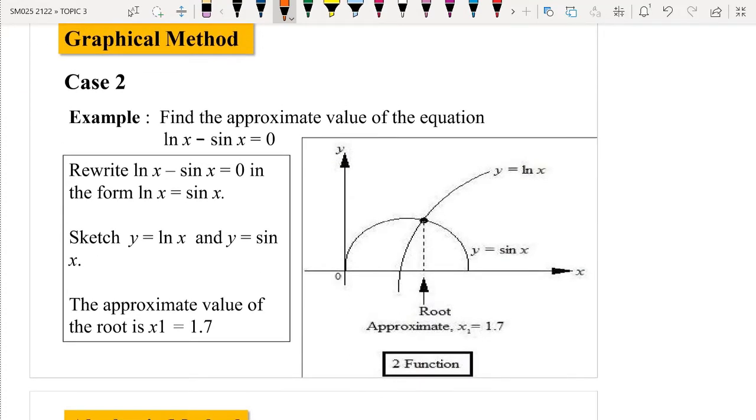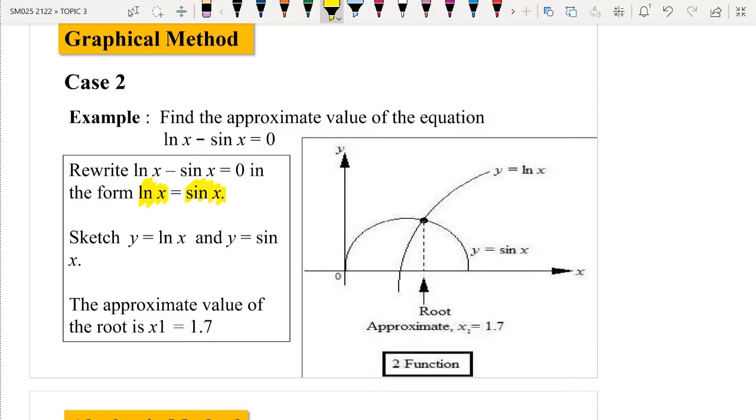Okay, now let's say we have the equation ln x minus sin x equal to 0. We can rewrite this equation into two separate functions because for sure, ln x minus sin x, we don't know how to sketch it. I rearrange it back. On our left side, we have ln x, and on our right side, we have sin x. Now we have to sketch them separately.